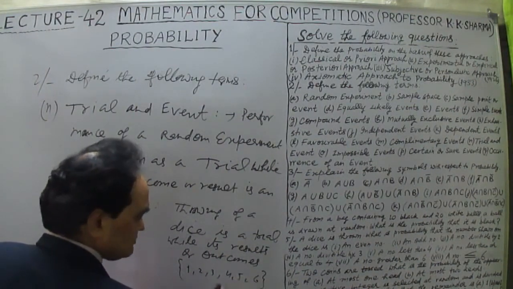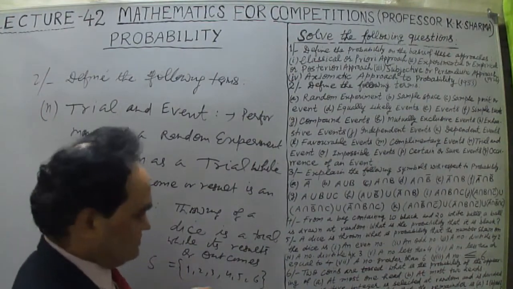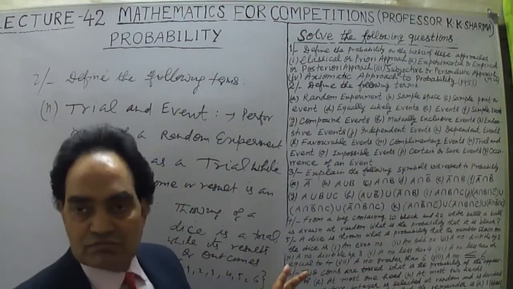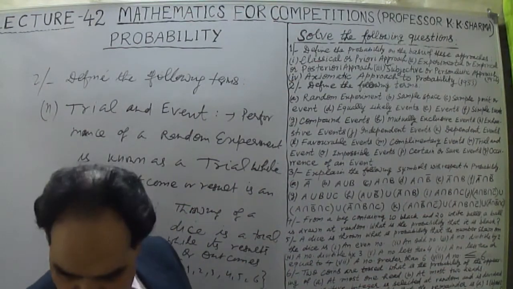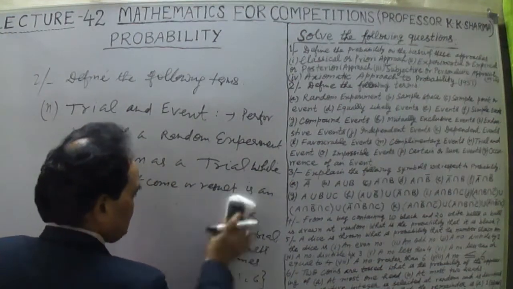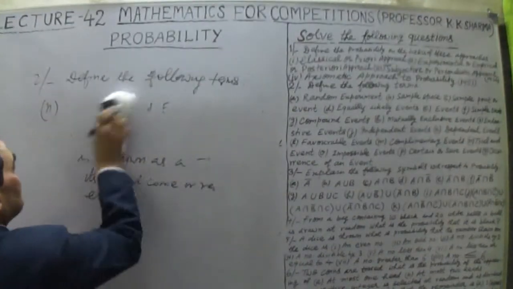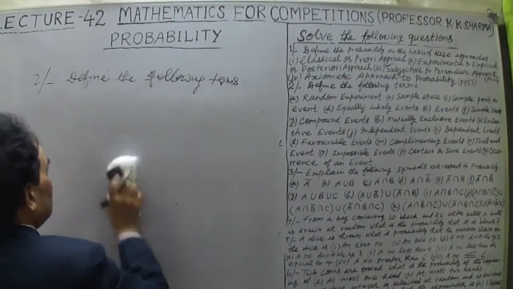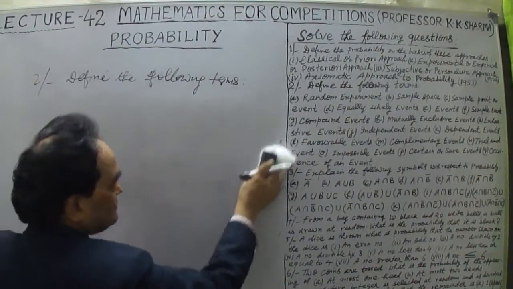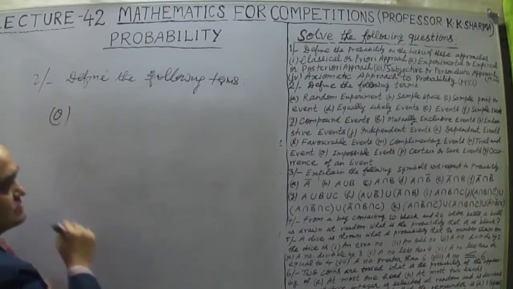Here the events come from the sample space. In this case the sample space is 1, 2, 3, 4, 5, 6. These are the events here, right? So outcome is the event. Let us take the next point. The next part of this is O. Three more are there in this part. What is the O part?